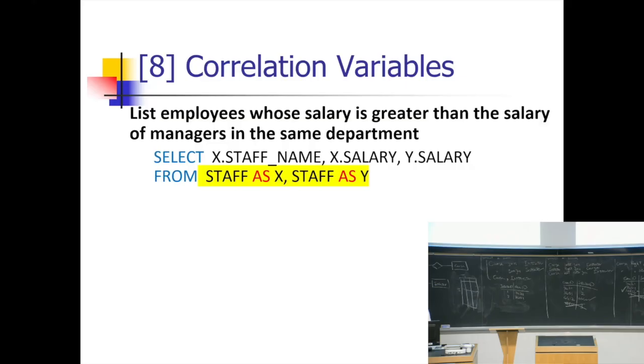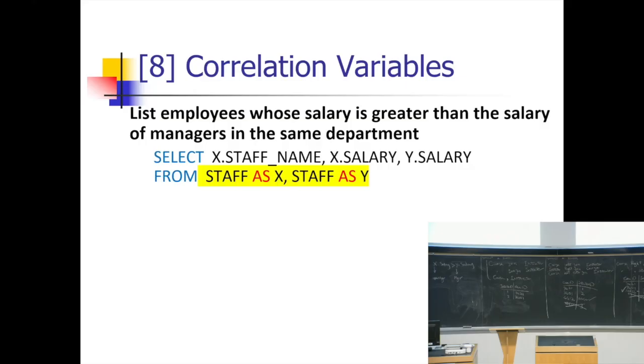So you write, for example, from staff as X and then staff as Y. Now, one of these, X and Y, should refer to a regular employee, and one of them should refer to the manager. Why? Because at the end you want to compare employee salary with manager salary, right? So let's say X salary greater than Y salary, where Y is manager and X is not manager, right? You have the job role in the staff table.